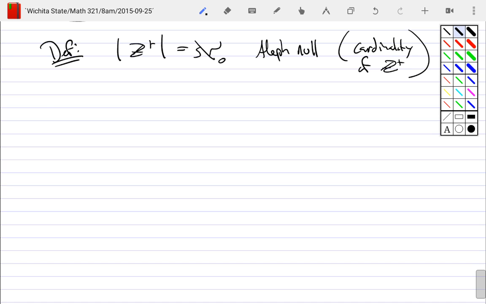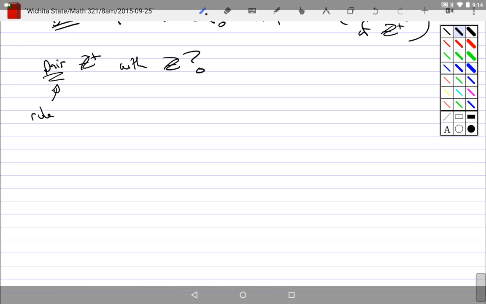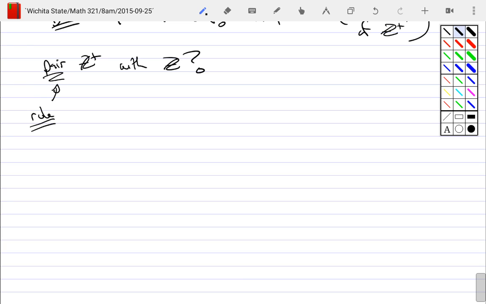How do I pair Z plus with Z? This introduces kind of an issue. When I mean pair, that's your rule. Can you make up a rule? And there's a classic game, an intellectual game that goes along with this, and it's called Hilbert's Grand Hotel.